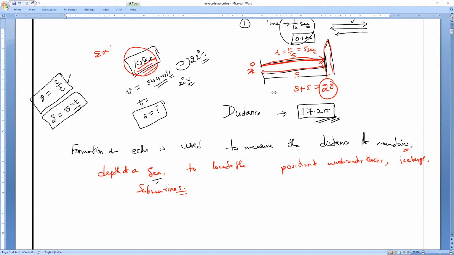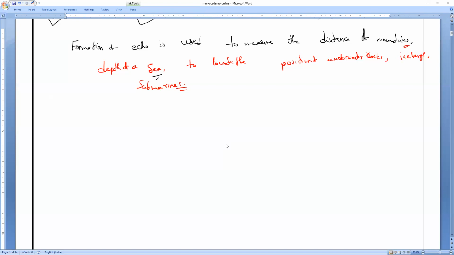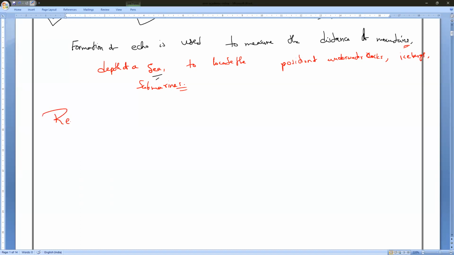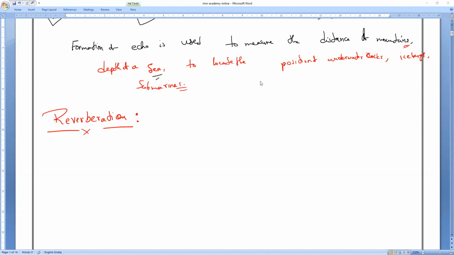Okay, everybody, the next important concept is reverberation. Can anybody guess what the meaning of reverberation is? Even yesterday I gave you a clue. Multiple reflections. Yes, it is also a type of reflection. One single reflection we used to call an echo. Multiple reflections, that we call reverberation. So there is nothing big in this.